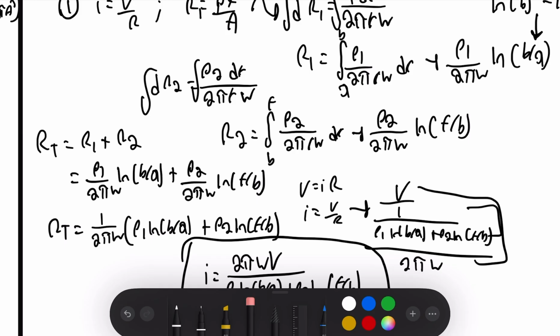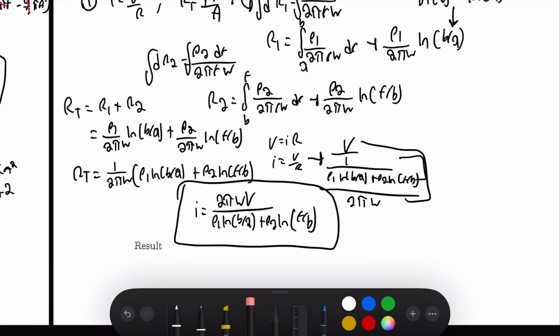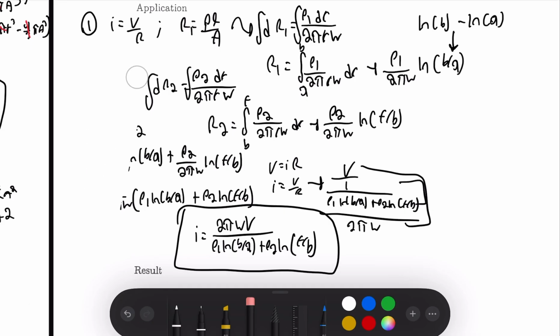Now we do it the second way. I don't really have space, so I'm going to erase everything here. But this is the correct answer. This is, again, your choice if you want to do the first way or the second way. But I'm going to show you how to do the second way now. So just erase all of this.